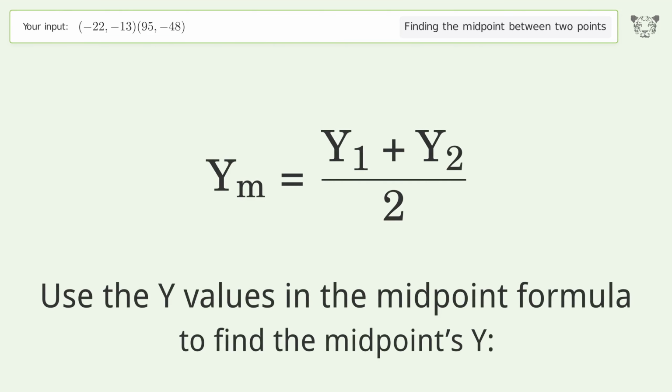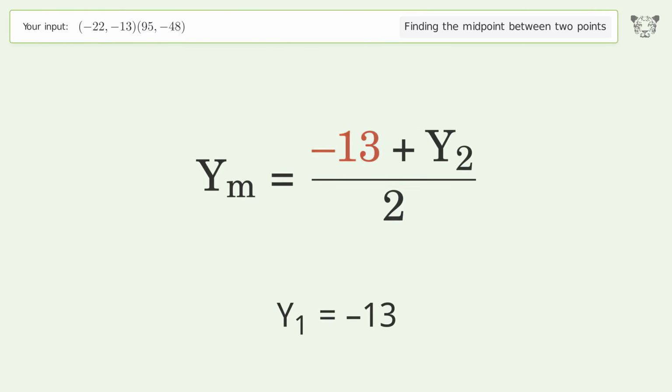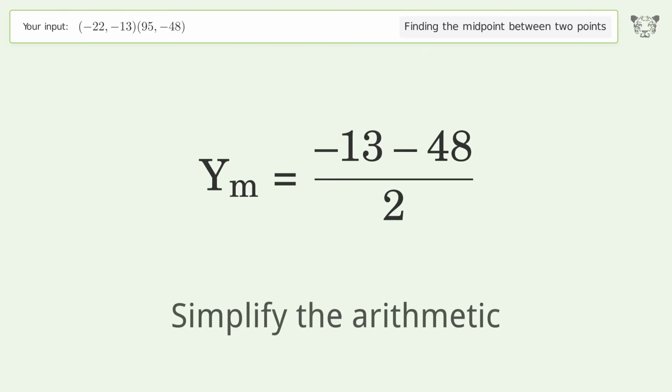Use the y values in the midpoint formula to find the midpoint's y. y1 equals negative 13. y2 equals negative 48. Simplify the arithmetic.